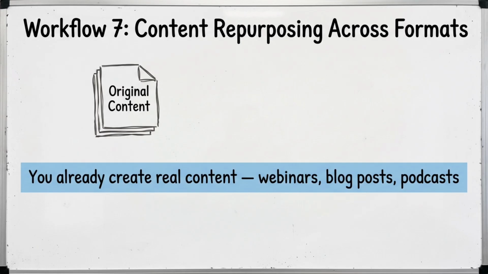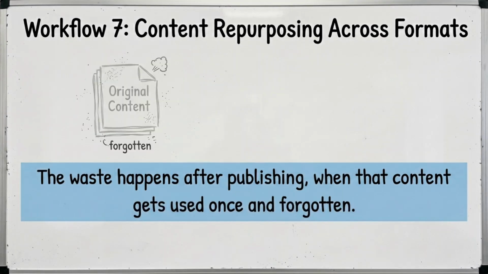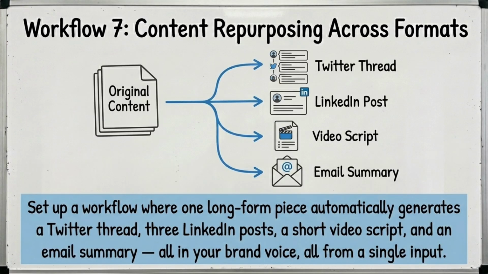Workflow 7. Content repurposing across formats. You already create real content, webinars, blog posts, podcasts. The waste happens after publishing, when that content gets used once and forgotten. Set up a workflow where one long-form piece automatically generates a Twitter thread, 3 LinkedIn posts, a short video script, and an email summary, all in your brand voice, all from a single input.